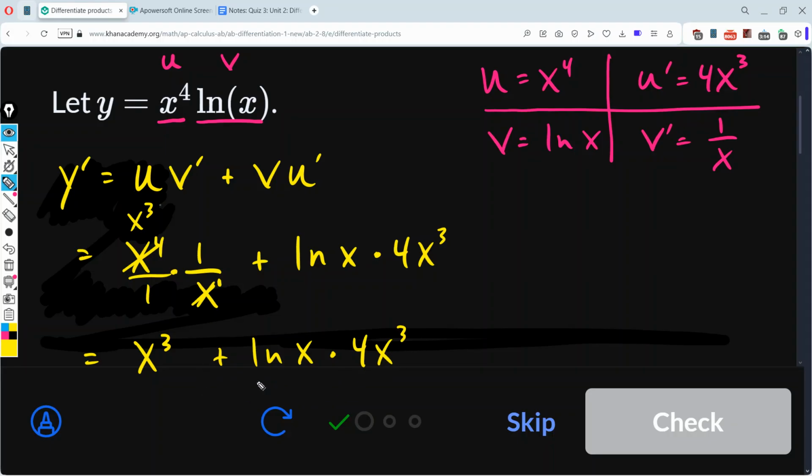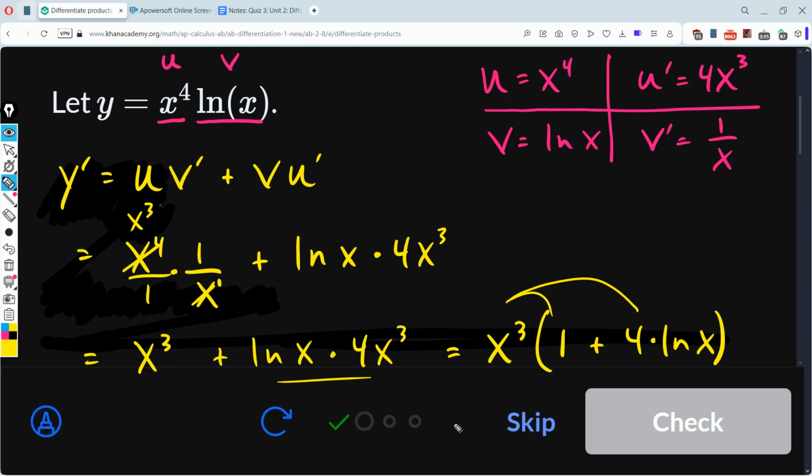Now, based on their answers, I'm pretty sure they're just going to factor out an x to the third. All right, so I'll do it right here. Since we have x to the third here and here, I'm going to factor it out. X to the third divided by x to the third is just 1. X to the third divided by ln of x times 4x to the third is just going to be 4 times ln of x. Okay, if you want to double check, just distribute. X to the third times 1 is x to the third. X to the third times 4 ln of x is going to be 4x to the third times ln of x. That's what we have here.